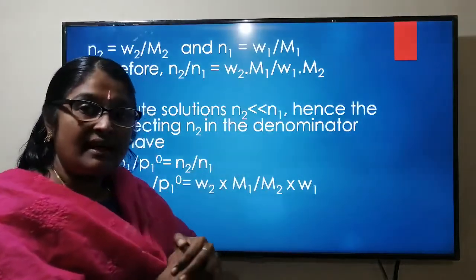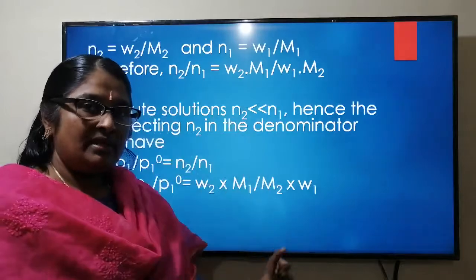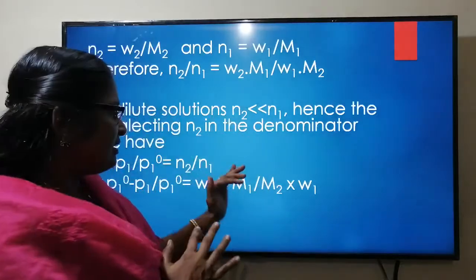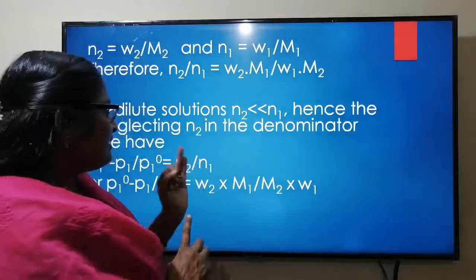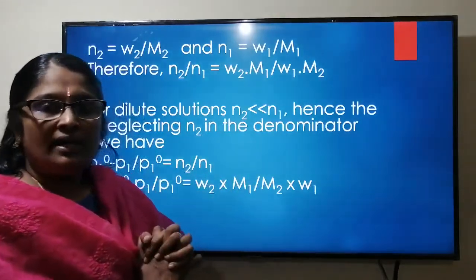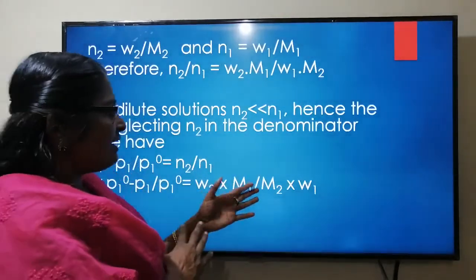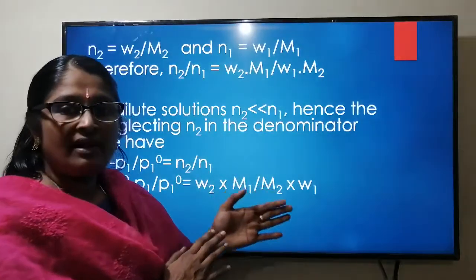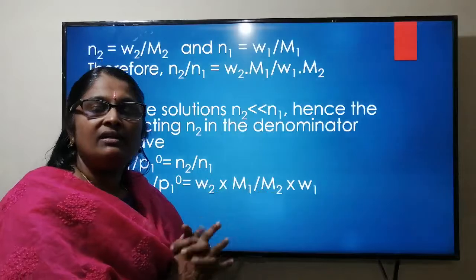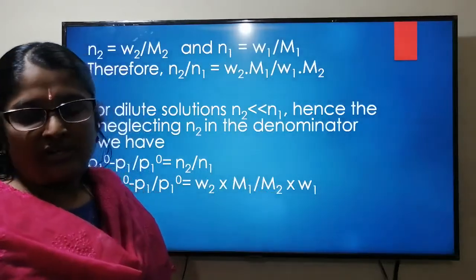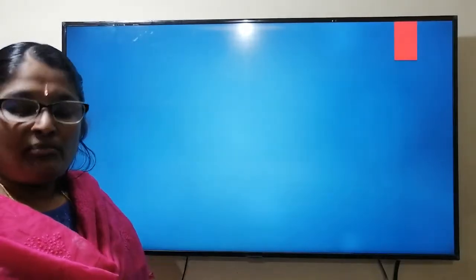So just derive this equation and put it in a highlighted box. For the exam, one problem will definitely come based on this colligative property. Using this colligative property we can find out the molar mass. If some other things are known, we can find out the molar mass of the solute. So this is one of the colligative properties, relative lowering of vapor pressure. Hope you understood.